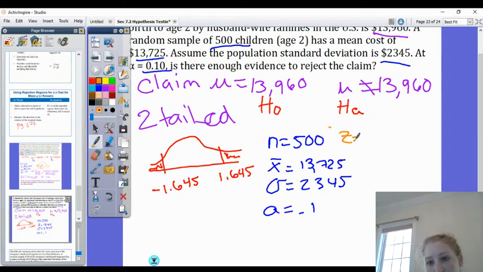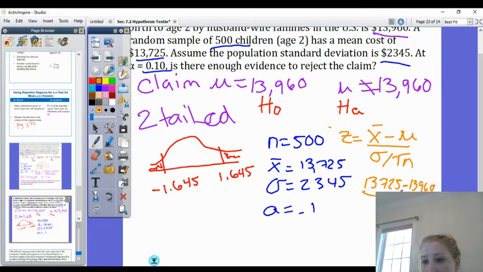Okay, so z equals... I like to write the formula down. It just helps me keep everything organized. 13,725 minus 13,960 all divided by 2345 square root of 500 gives me a z of negative 2.24. Okay, so if I look here, negative 2.24 is going to be in the rejection region.